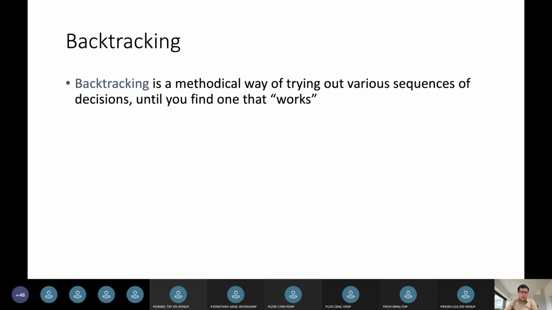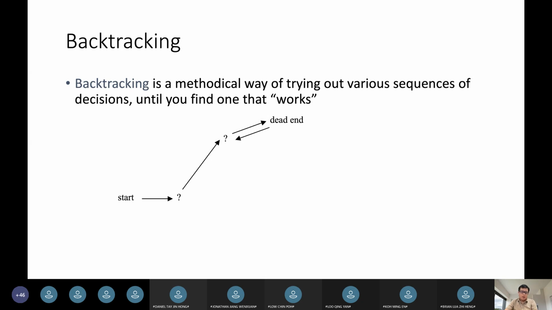Then we study backtracking, right? Backtracking is a way to try various sequences of decisions until we find the one that works, okay? So you remember, right? For example, every time we have multiple choices, we don't know which choice we will choose. Then we just pick one, we go. Then we have another choice. Then we just pick one to go, until we reach the end. That end means that it is unsuccessful and cannot go further.